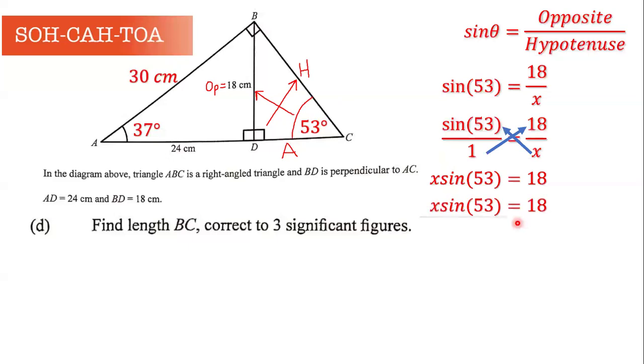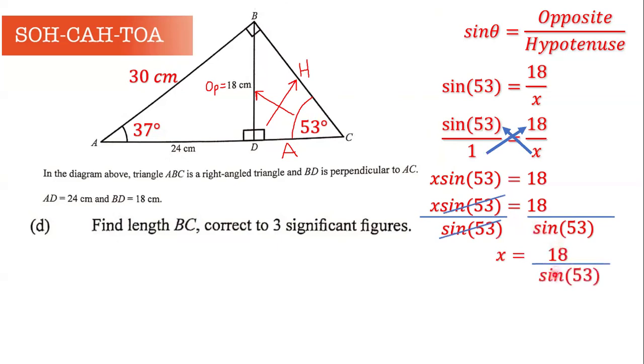Next, we divide both sides of this equation by sine of 53, and we cancel this with that. And so we get that x is equal to 18 over sine of 53. And 18 divided by sine of 53 is 22.538444185. Now we have to write our answer correct to three significant figures.